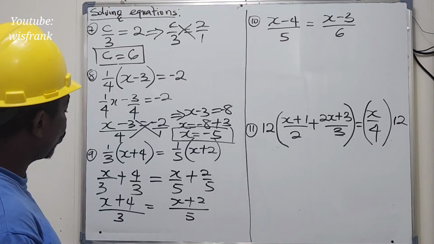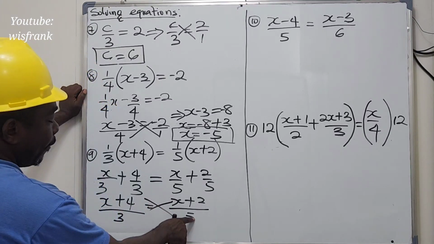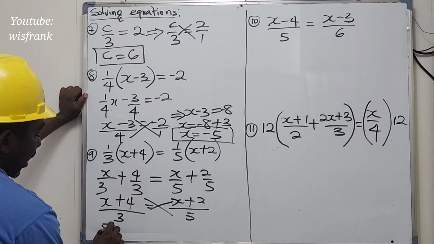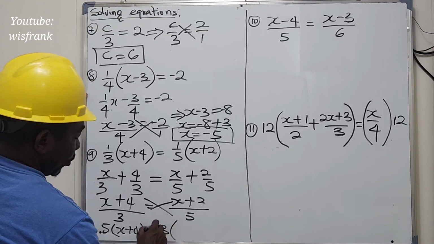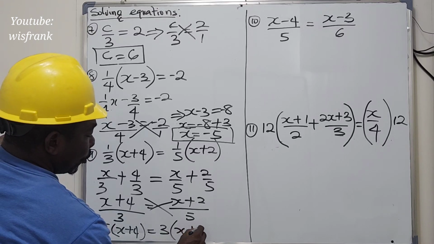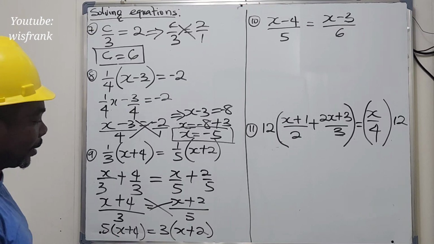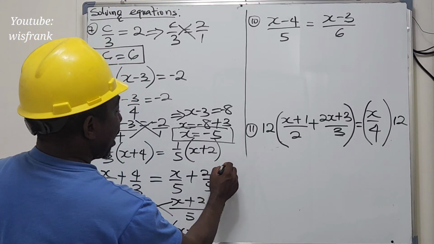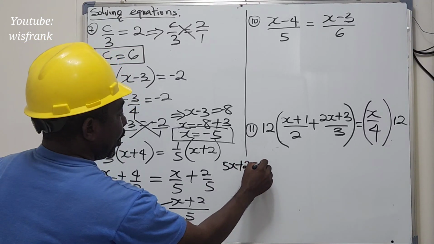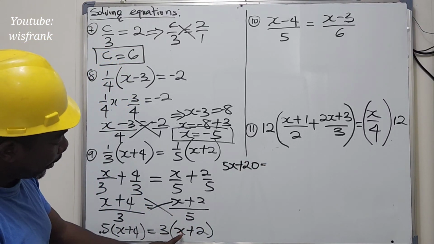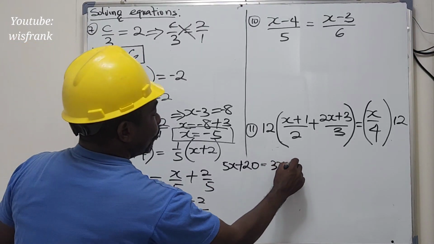So we have these two equations. So what we are going to do is cross multiply. When we cross multiply, it will be 5 times the whole of here, let's do it like this, 5 times x plus 4 equals 3 times x plus 2. So here we need to expand this parenthesis. 5 times x, we have 5x. 5 times 4, we have plus 20, equals 3 times x, we have 3x. We have 3 times 2, we have plus 6.